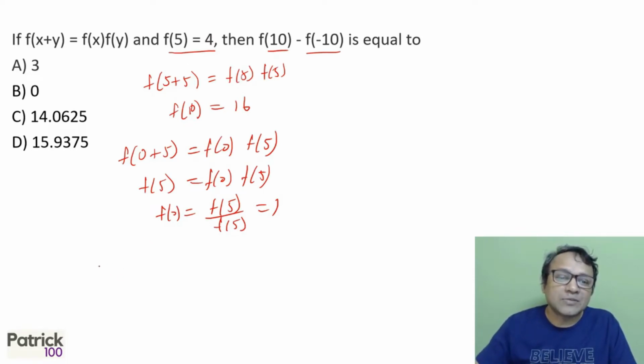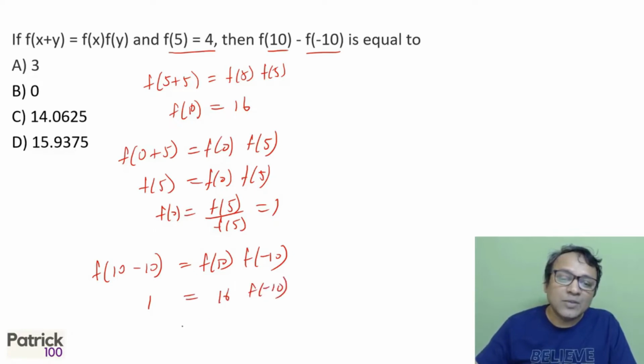How do you get f of minus 10? I can take f of 10 minus 10 will give you f of 0. So I know f of 0. It will give you f of 10 into f of minus 10. So f of 0 I know is 1. F of 10 I know is 16. So f of minus 10 will be 1 upon 16.